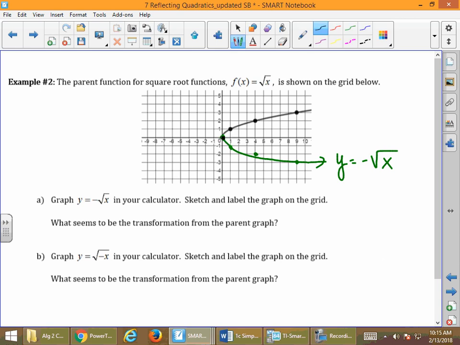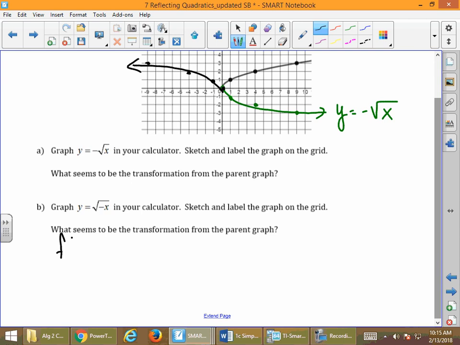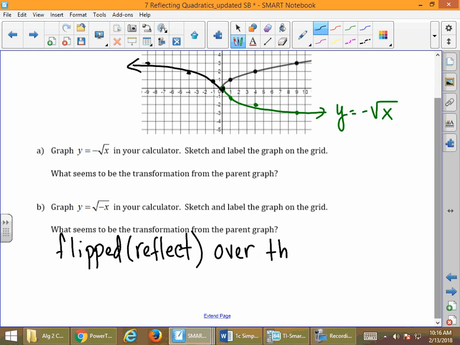So we get (0, 0), (-1, 1), (-4, 2), and (-9, 3). What happens here, and I didn't write down A, I'm just now seeing, what happens when we have a negative inside the function? How does that really work for us? What it did is it flipped our graph, which again, the word for flip is reflect, over the y-axis.